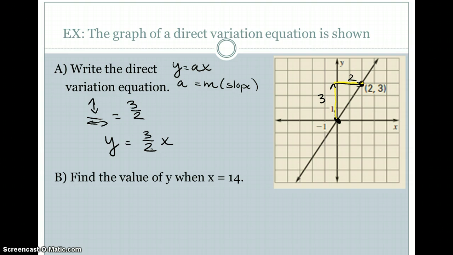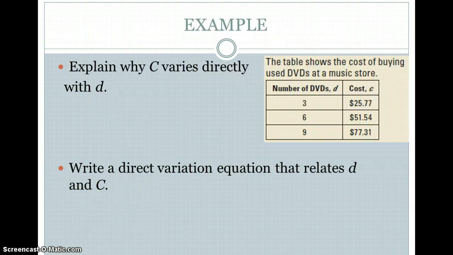The next thing they ask us to do is find the value of y when x equals 14. So y is equal to 3 over 2 times x, where x equals 14, so plug in the 14. I'll put this 14 over 1 because I like to cross cancel. So 2 becomes 1 and 14 becomes 7. So y is equal to 21. Good stuff. I know you're loving it. Direct variation. This one doesn't have a number, but you know what we're trying to do here.